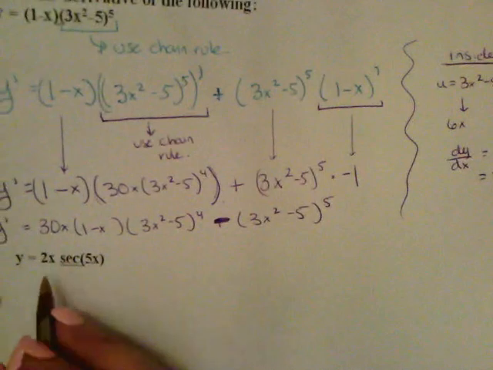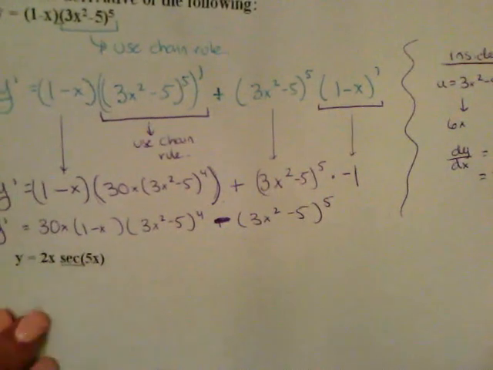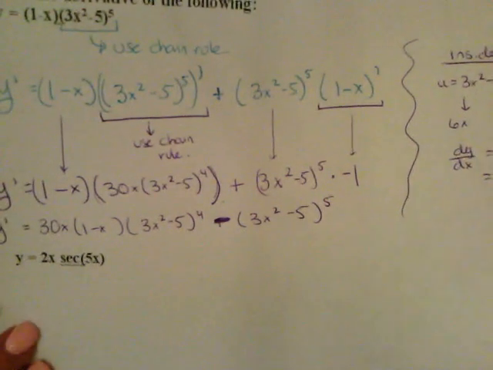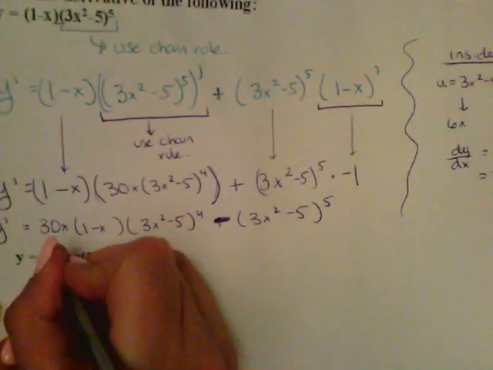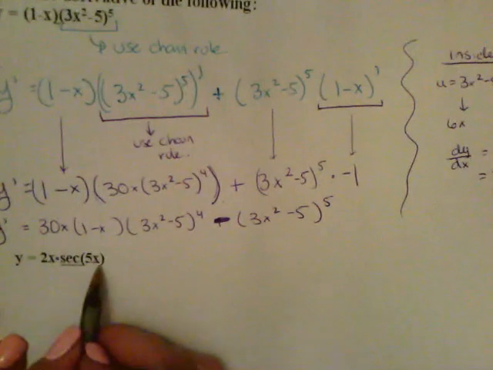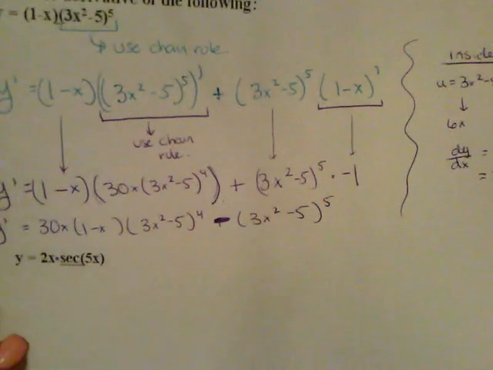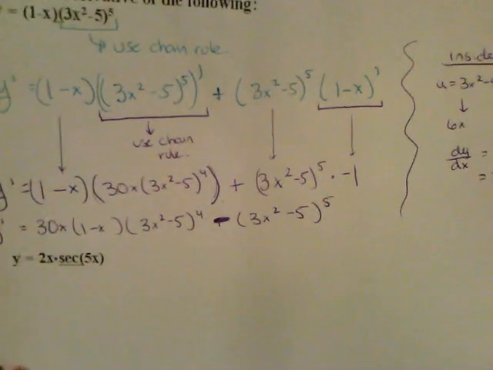Okay? Alright, why don't you guys attempt this one on your own? Again, it's something that you have to start off using the product rule because you have two things that are being multiplied together. And then at some point you're going to need to use the chain rule.